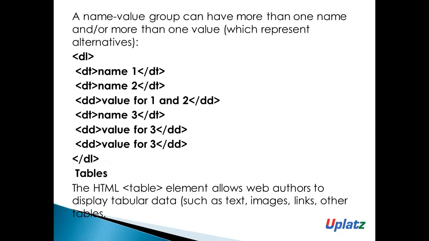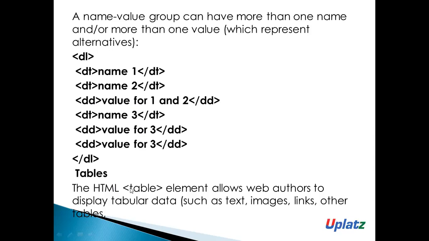You can also add one or more values to a name value group like this. So DL, opening, closing. For DT, I have two DD values, and then DT, like this also you can use. So DT is the name and the value for DT I will mention in the DD tag.